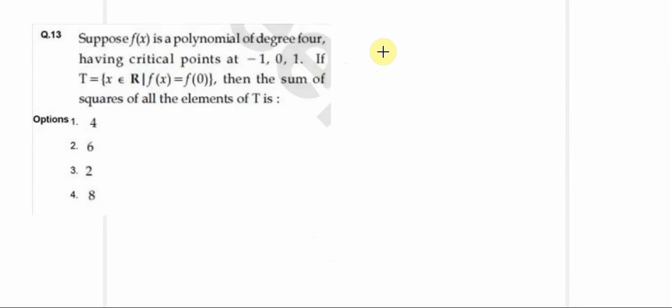f of x is a polynomial of degree 4 having critical points at -1, 0, 1. A set T is defined which has all real numbers with f of x equal to f of 0, and then they're asking about the sum of squares of elements of this set T.